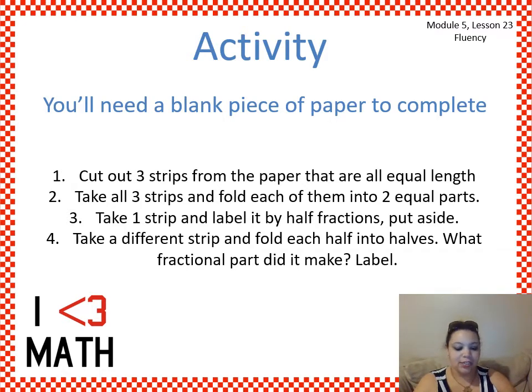The next direction says to take a different strip and to fold each half into half. So I have my one that's already folded in half, and now I'm going to fold it in half once again. When I've just broken my half into half, what kind of a unit did I make? I doubled it, so it made fourths. All right, so let's go ahead and label our fourths. 1/4, 1/4, 1/4, and 1/4. All right, and put it aside.